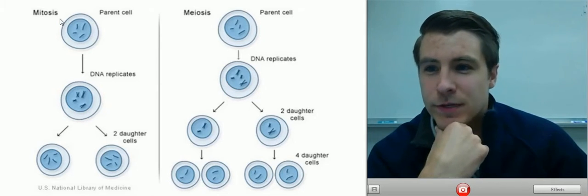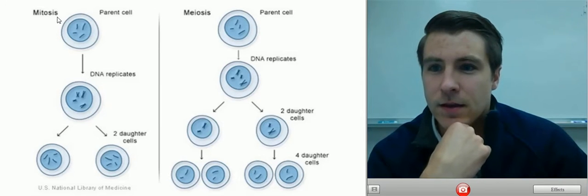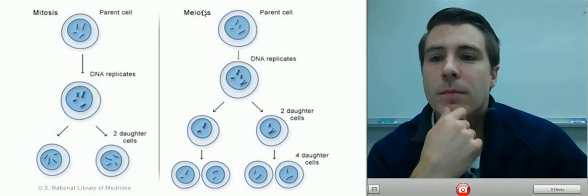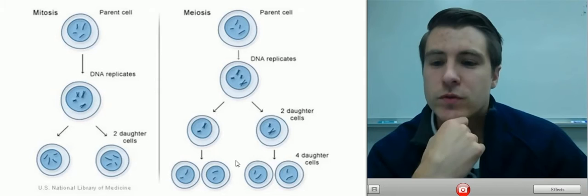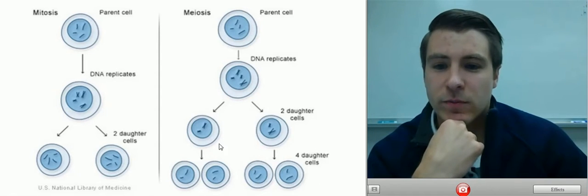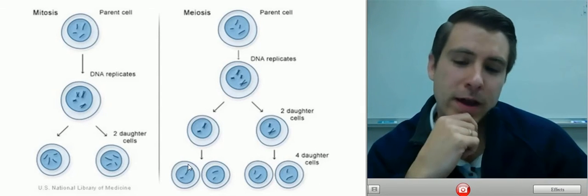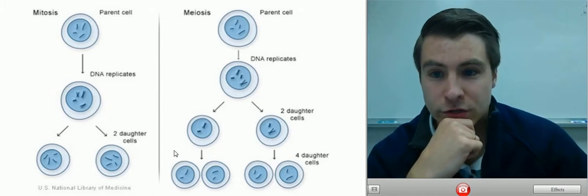But the difference between these processes is that mitosis only has 1 division after that, and the process is done. But in meiosis, there's 1 division here, and there's another division, which results in the daughter cells, the final product, being half the normal amount of chromosomes when compared to the original.